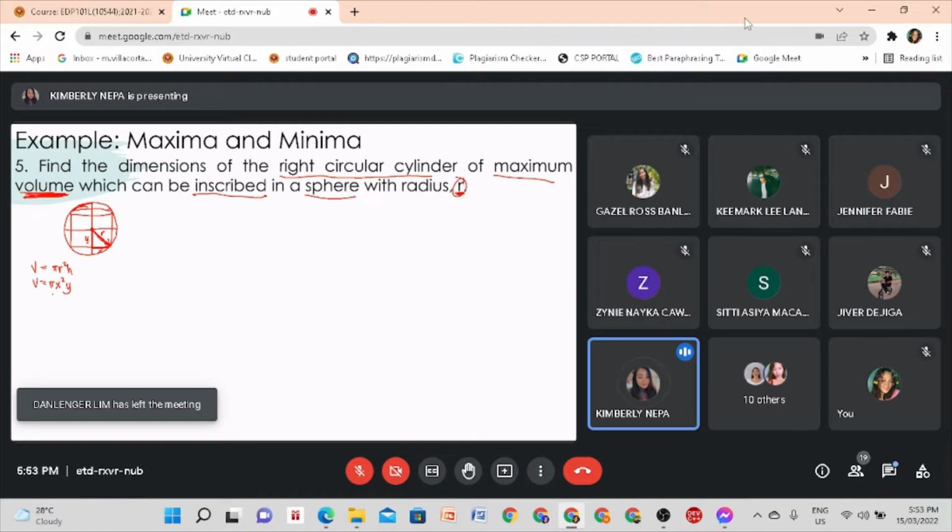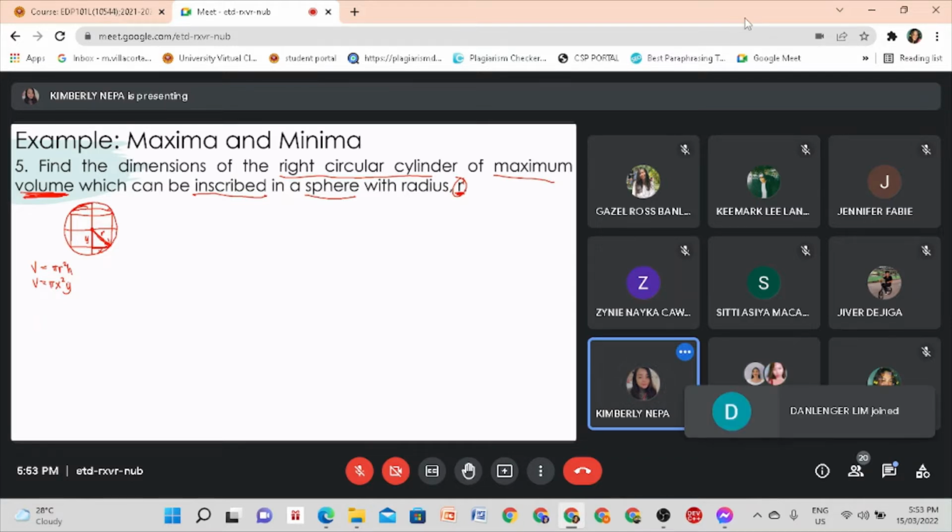And in the steps for maxima and minima application, we have to reduce our equation into one variable first before we derive, correct? Yes po. So now, how can we reduce this one? How can we find the value for x or find the value for y?